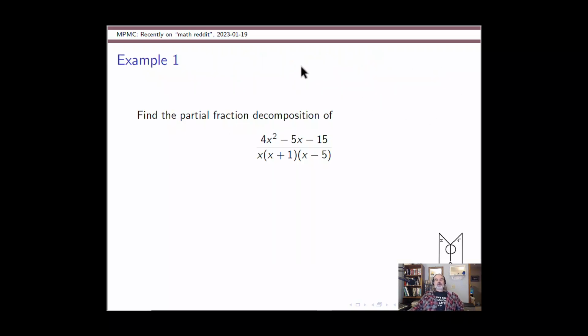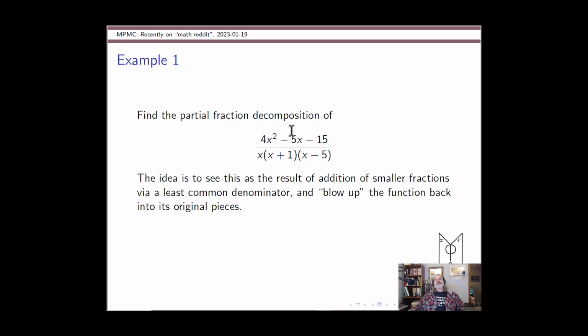So the question at hand was not a calculus question. It was just find the partial fraction decomposition of this particular rational function. The denominator is already nicely factored, which is good for us. Okay, the idea of partial fraction decomposition is to look at this and say, look, there's three terms multiplied together in this denominator. So we could see this clump as the result of taking some individual smaller terms, finding a common denominator of all of them, and mushing them back together.